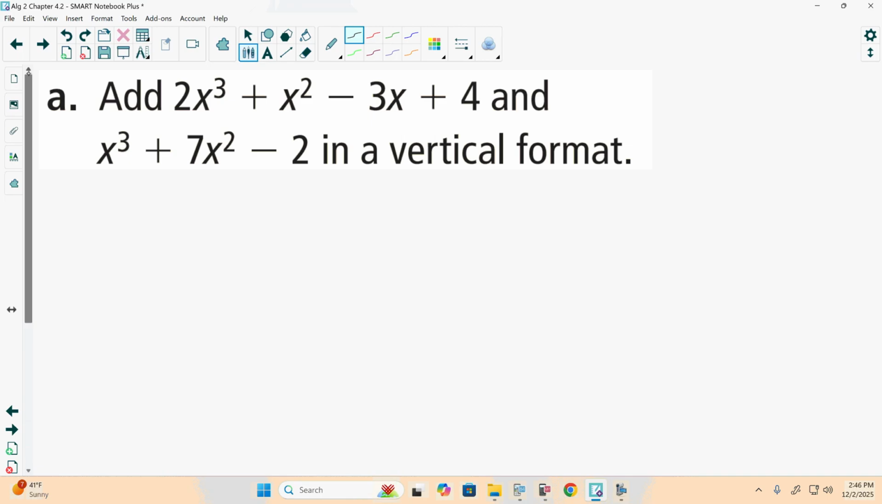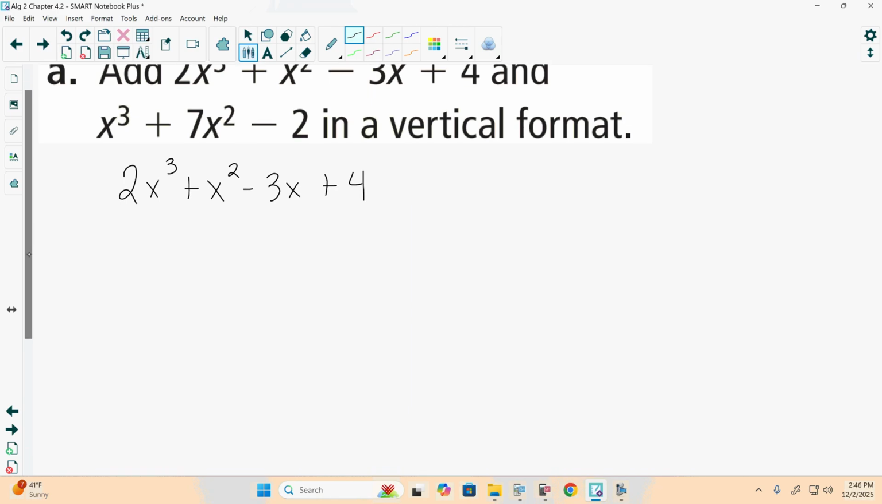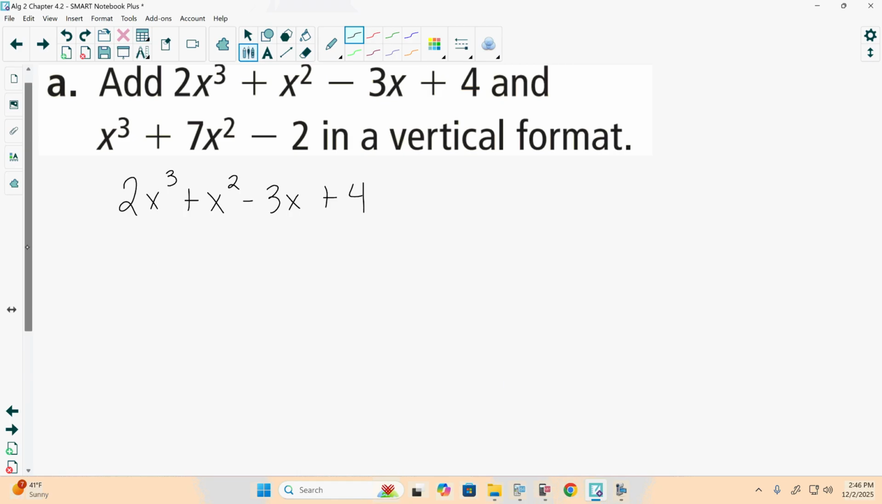We'll do one more of these here. I know it says vertical. Do we like doing it vertically or horizontally more? Vertical. We'll do one more vertical. So vertical, I would write the first one out. If there's any spaces, we can fill them in as 0x. Here we have x cubed, x squared, x, and our constant term, so we do have all of our terms. We're not missing any.